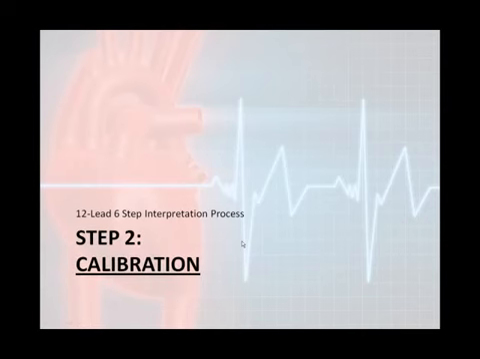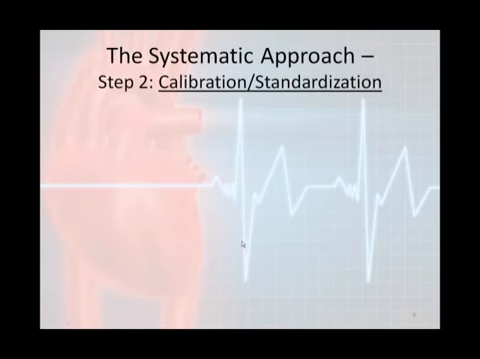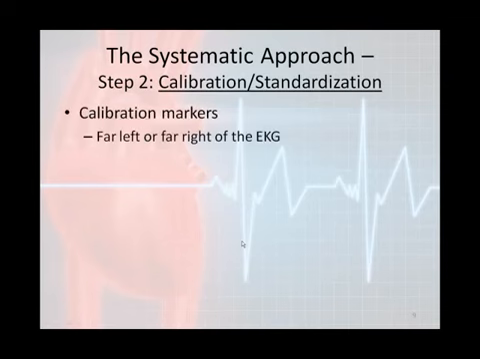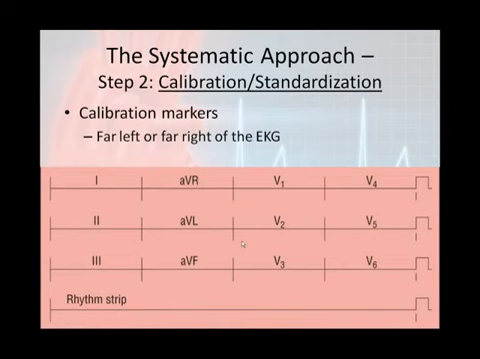Now let's move on to step 2, calibration. Calibration on the EKG printout is important because it will tell you how fast the paper is printing and the amplitude or gain or sensitivity, whichever you want to call it, of the monitor itself. To determine the calibration, you need to look for something called calibration markers on the EKG. Usually these markers are found on either the far left of the EKG or the far right.